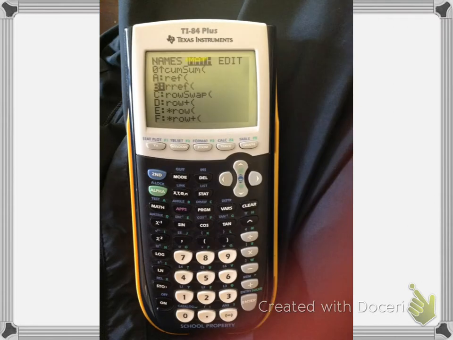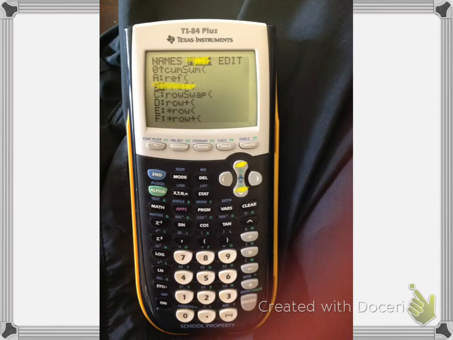Once the math is highlighted, you're going to use the up arrow or the down arrow, whatever you want. Keep pushing up or down until you find the letter B, RREF. That is the key. Let me show you again. So math will be highlighted, then you push up or down and you find the letter B, RREF, okay?